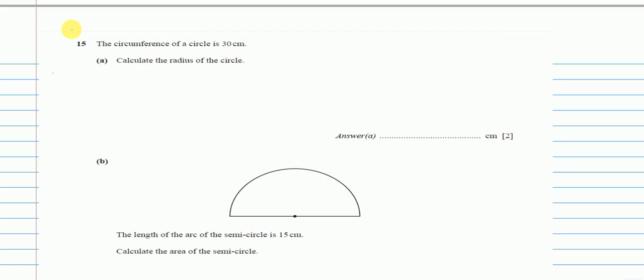Right, now question number 14. The circumference of a circle is 30 centimeters. Calculate the radius of the circle. Now that looks very straightforward actually.